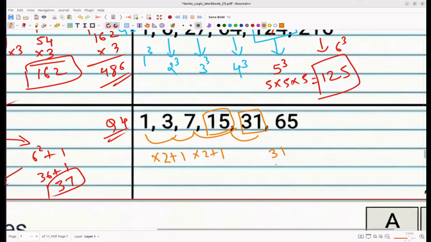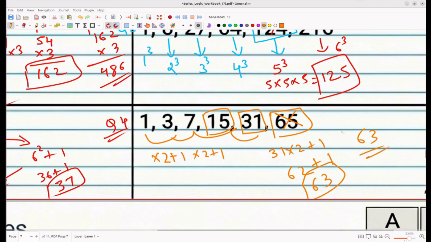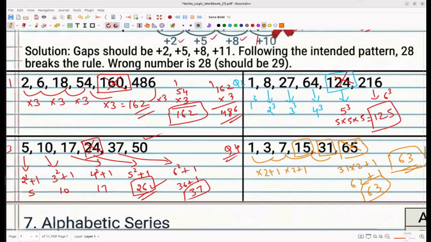Again 31 into 2 plus 1 will it be 65? 2 ones are 2, 3 twos are 6, plus 1, 62 plus 1, 63 we got. But what we have here, 65, which is wrong. The answer should be 63. Like this we can identify the wrong number in the given series.